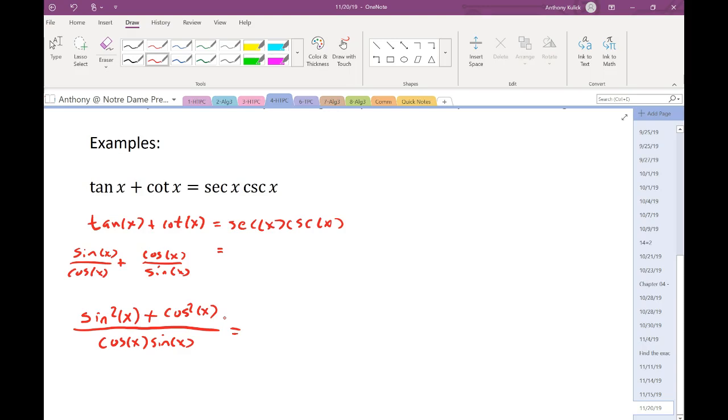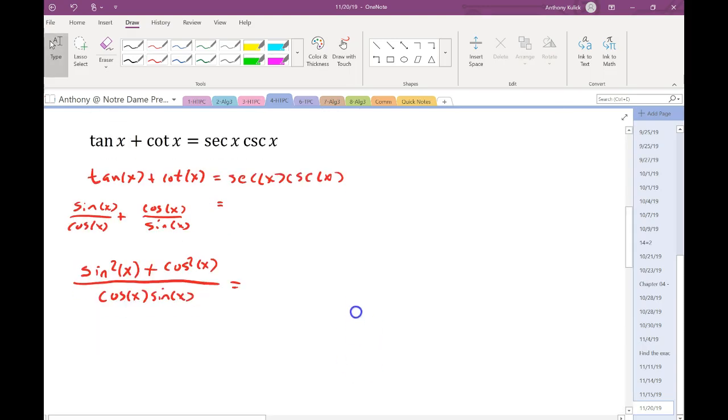Okay, what now? Maya? Very good. So Maya says that P1 says sine squared plus cosine squared is 1. So the numerator just turns into a 1. That's good. Everybody happy with that? Okay, what should I do next?